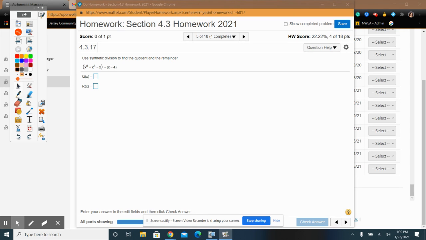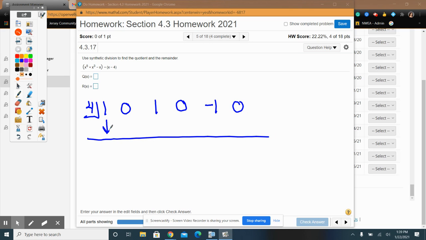Ooh, what about this one? Lots of zeros and ones, it looks like. So you put the 4 in the box, 1 for x to the fifth, 0 for x to the fourth, 1 for x to the third, 0 for x squared, -1 for x, and then 0 for the number. Skip a line, draw a line, drop the 1, and party.